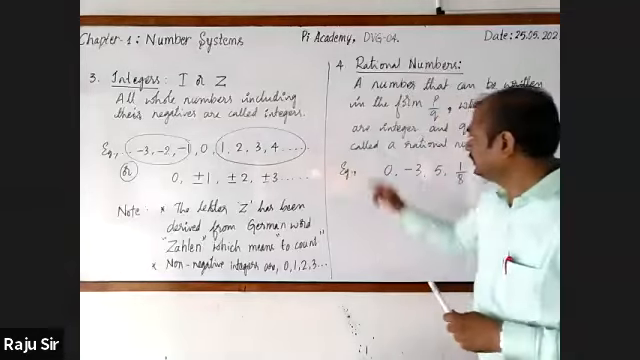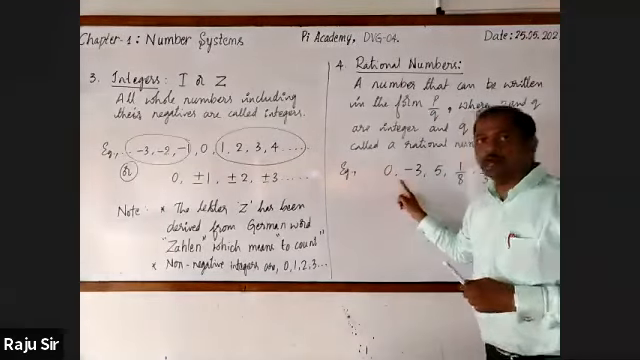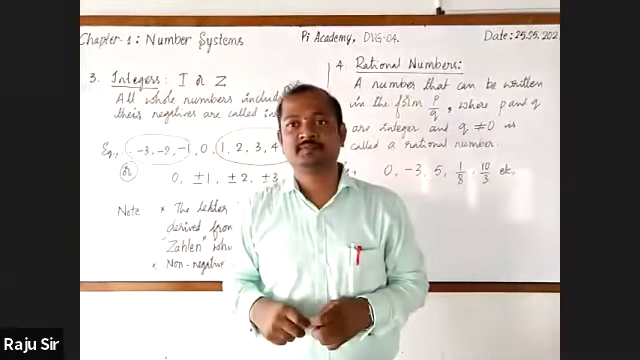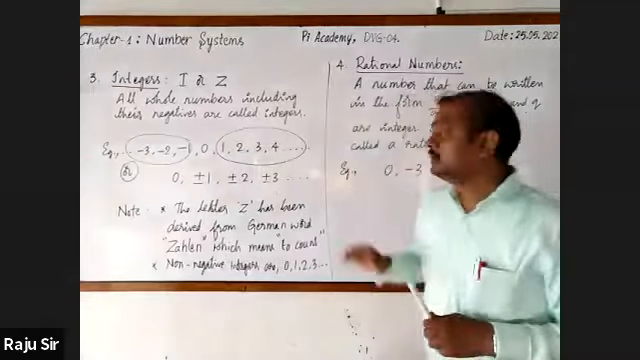Here, I have written 0. Is it a rational number? No, sir. Then have you written 0 as an example? Yes, sir. 0 by 1 does not come under rational numbers? Wait, very good.